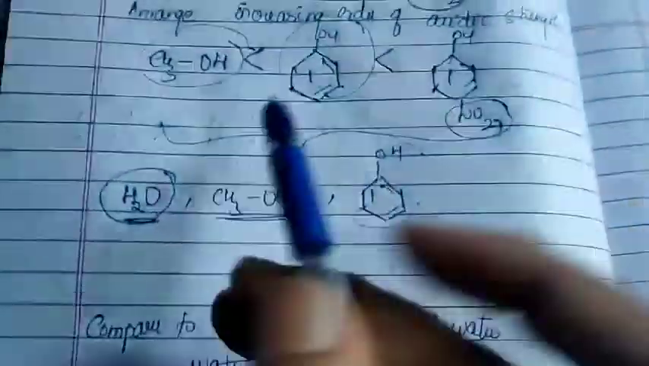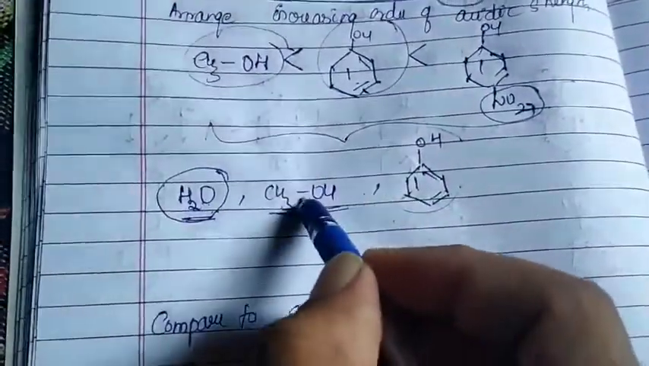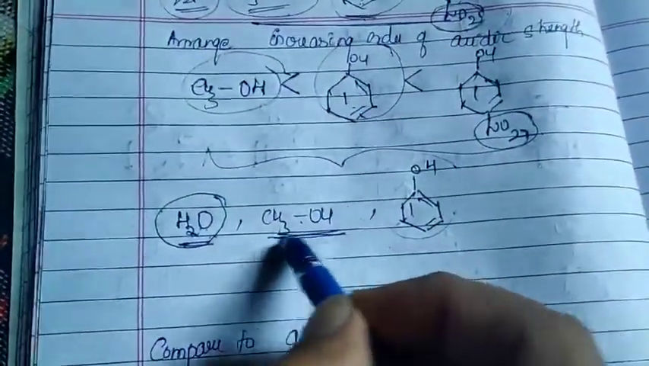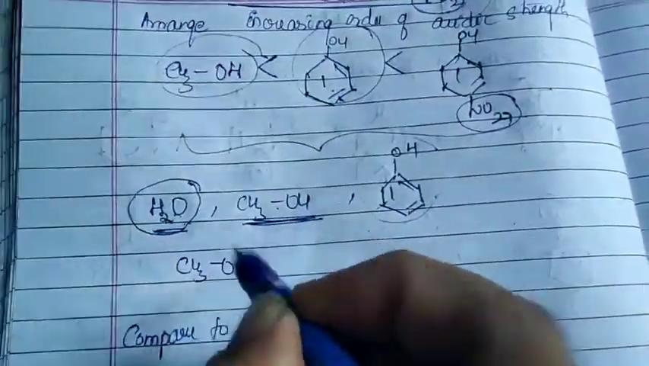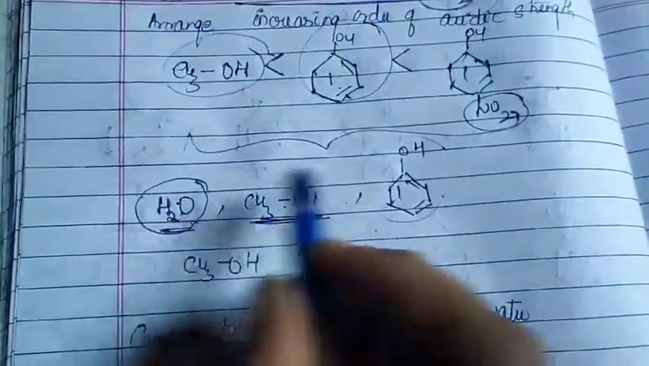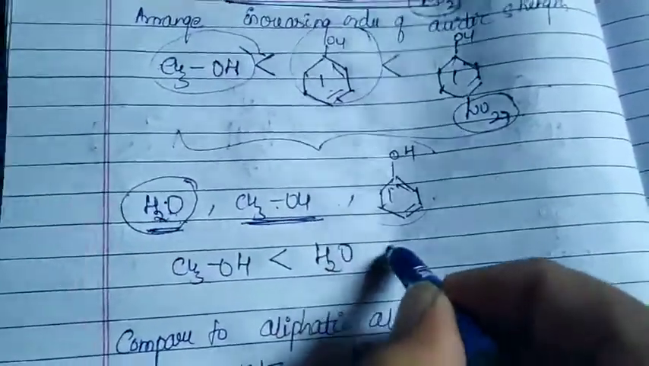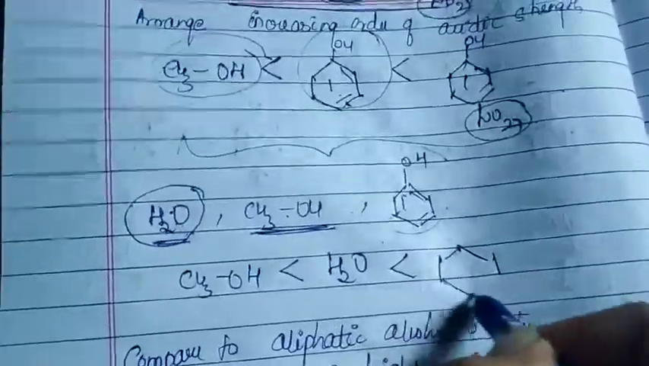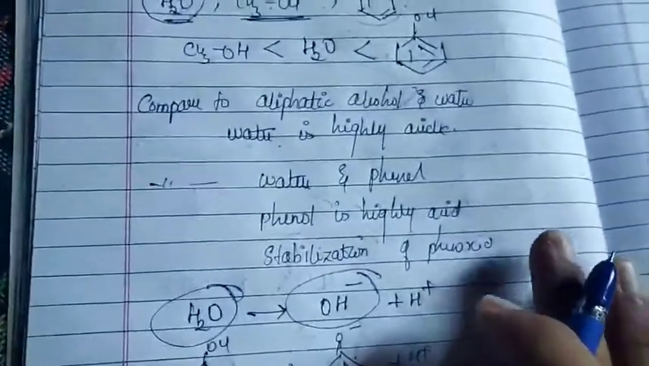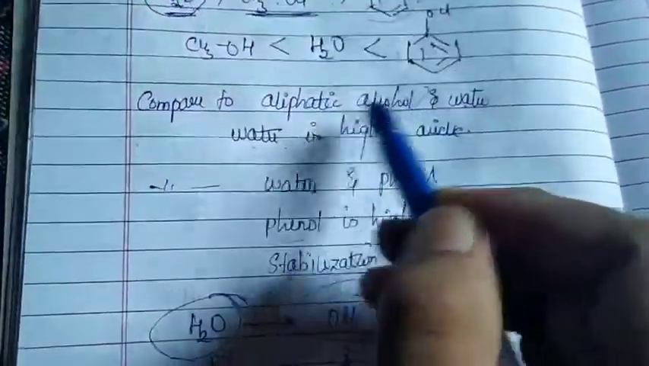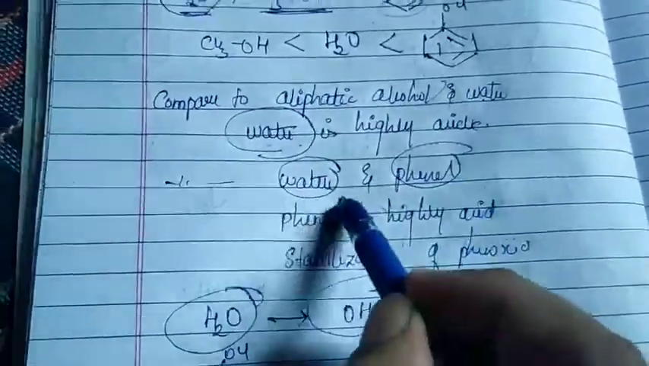So how can you now rearrange this? Compared to water and methanol, your methanol is the least acidic, so first remember CH3OH. But when compared to water and phenol, phenol is the highest, so the last should be our phenol, which is highly acidic. So important points you have to remember. When compared to water and alcohol, your water is highly acidic. But when compared to water and phenol, your phenol is highly acidic.